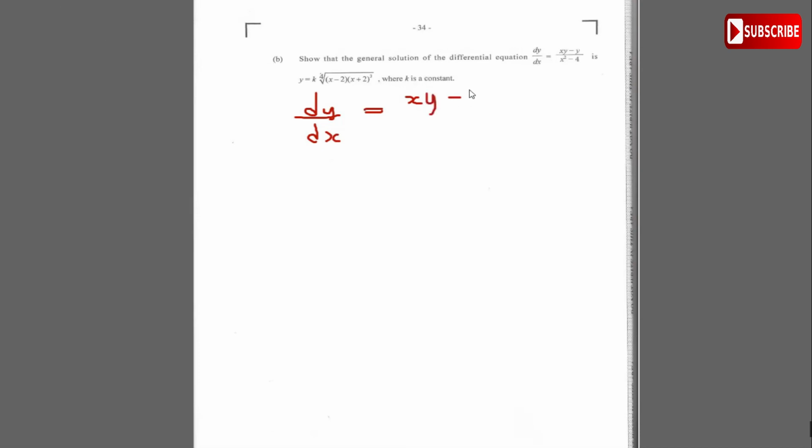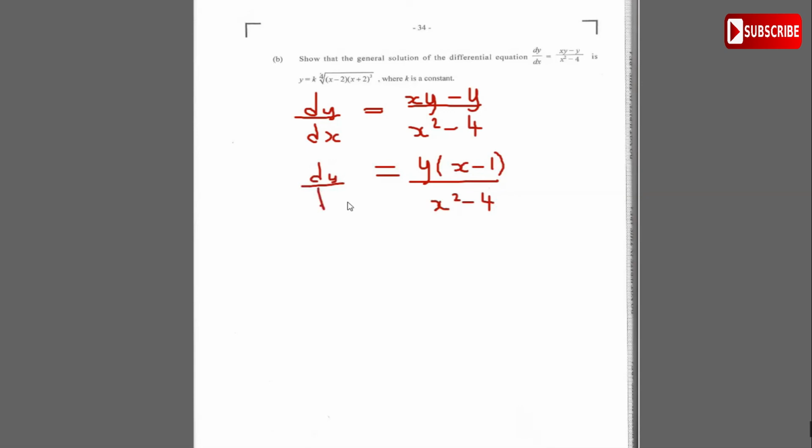Minus y over x squared minus 4. This is dy by dx. Nice. So let's cross multiply. Well, not cross multiply yet. Let's factor out y, and what we're left with is x minus 1 over x squared minus 4, and that is now dy by dx.